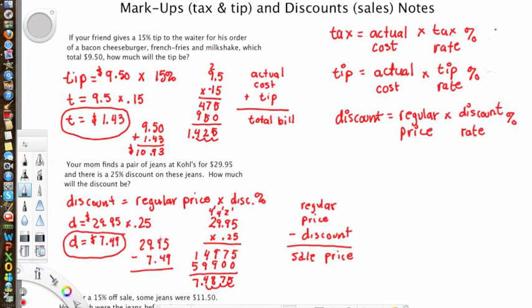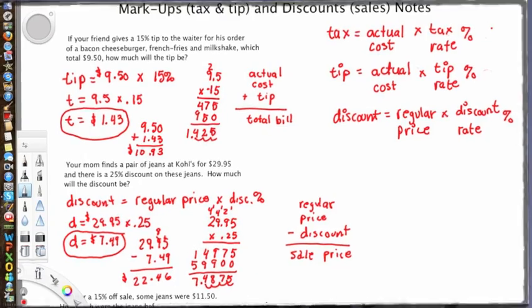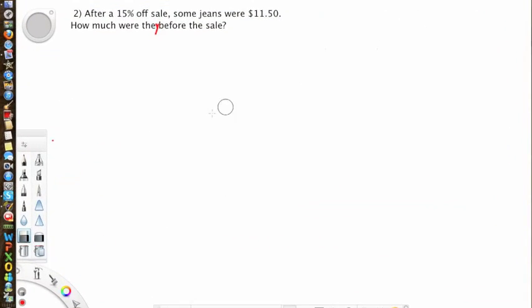We regroup. This becomes an 8. This becomes a 15. 15 minus 9 is 6. 9 minus 4, or sorry, 8 minus 4 is 4. Don't forget my decimal point belongs right there. 9 minus 7 is 2. And bring down the 2. My sale price would be $22.46.